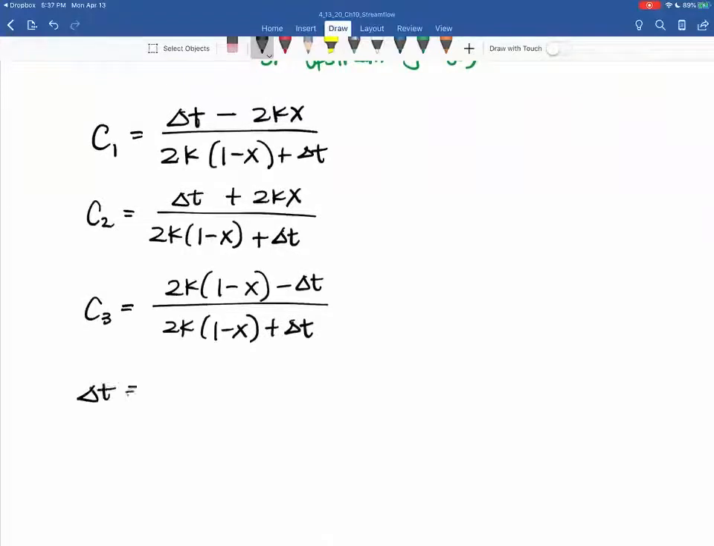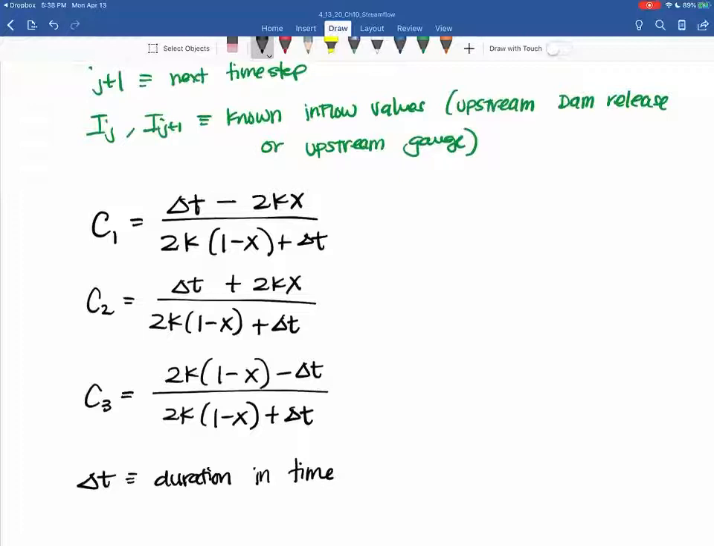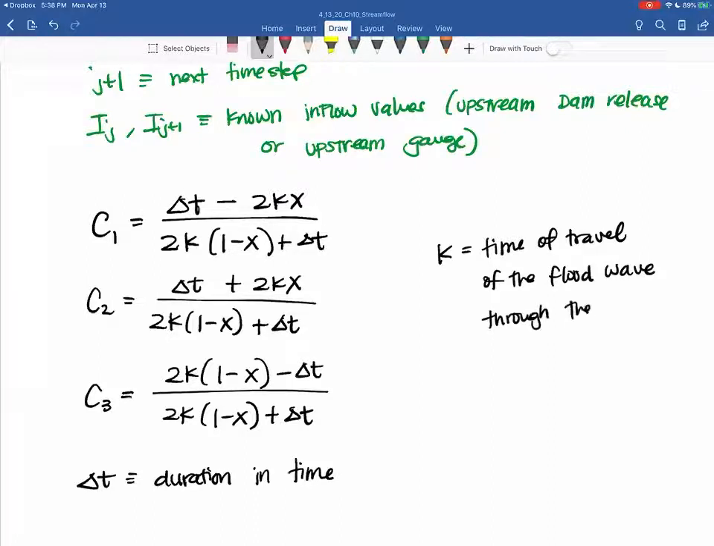So delta T is your change in time, so your duration. Could you go back one line up? Sure. Right here? Yeah. I'm still writing the I_j, comma I_{j+1}. Oh, so you're still writing that. Okay, no problem. Okay, so your delta T is just your duration in time. Your K is your time of travel of the flood wave through the channel reach. Okay, I'm done writing. Sure. I'm just kind of filling the space here.